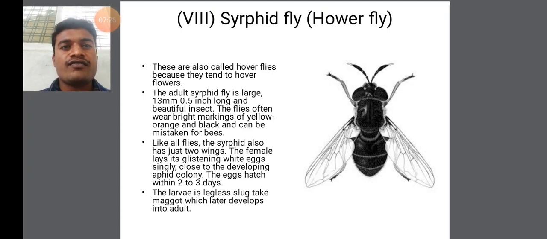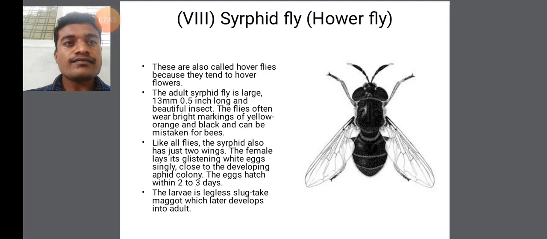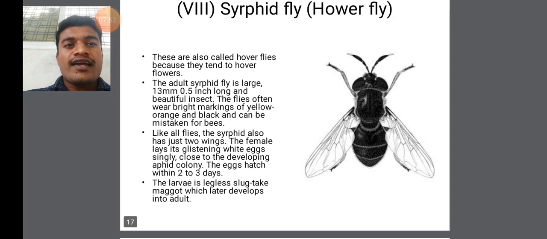The flies often wear bright markings of yellow, orange, and black and can be mistaken for bees. Here, this syrphid fly looks totally like a bee, and if it is not carefully compared with bees, it can be mistaken for one. Like all flies, the syrphid also has just two wings.